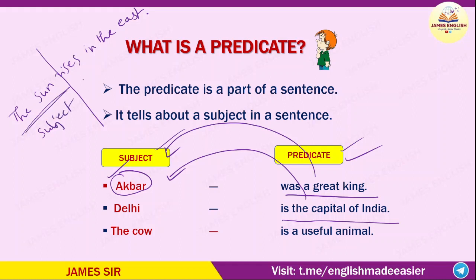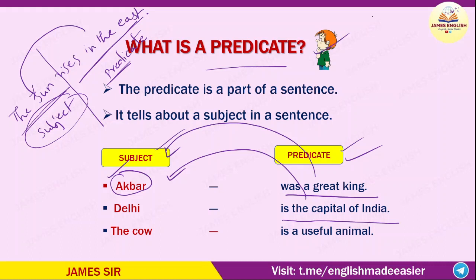Then, other than the subject, the rest of the part you can call a predicate. Just read that: rises in the east. Rises in the east is a group of words which tells about the subject. Then that particular part is known as the predicate. Now tell me, what is a predicate?